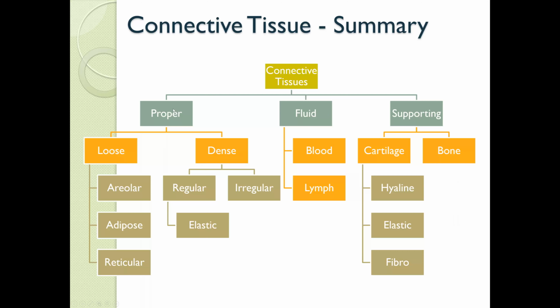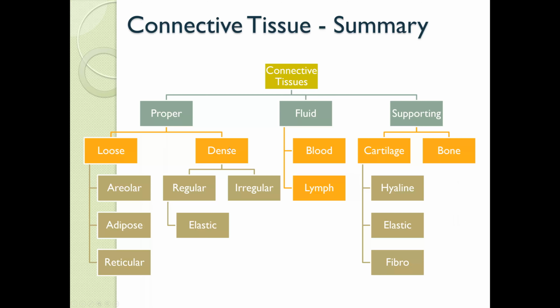If we look at the connective tissue proper, we can divide these into loose connective tissues and dense connective tissues. Remember that the loose connective tissue proper has more cells and fewer fibers, and the dense form has more fibers and fewer cells. The loose can be divided into areolar, which is the least specialized. It's also the type you find underneath all of your epithelial layers. You also have adipose, your fat tissue, and reticular.